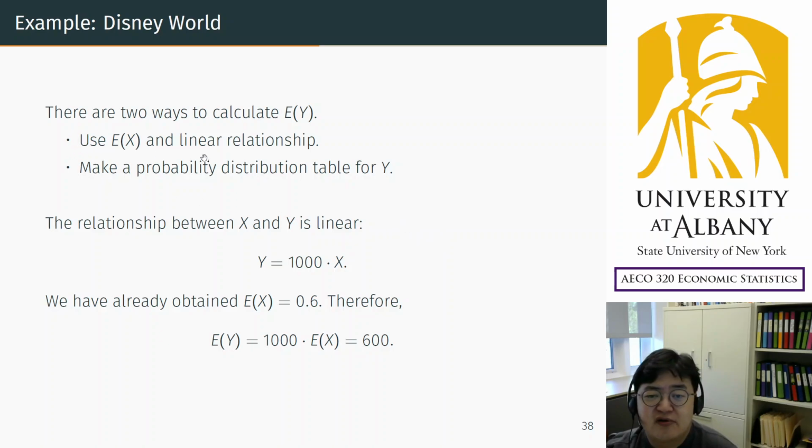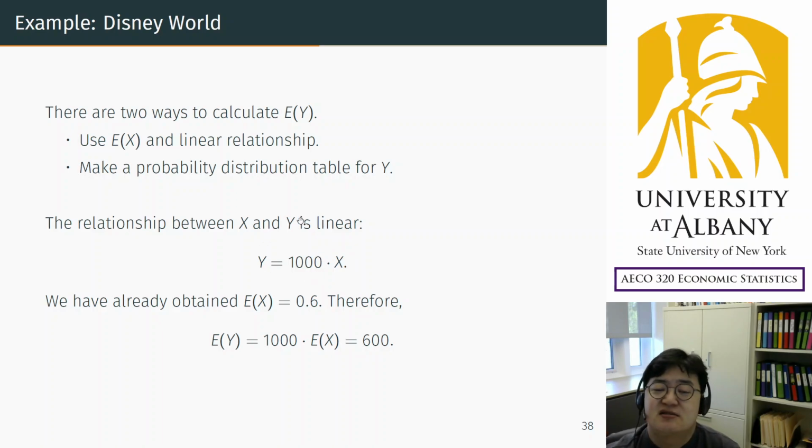So let me show you the first one. What you need to do first is to check if the relationship is linear, and in this case it's pretty obvious because the spending y is simply 1,000 times x. For each trip you spend $1,000, right? So it is linear. From the original random variable, you multiply by 1,000 and add 0, right? So it's composed only of multiplication and addition, so it's linear.